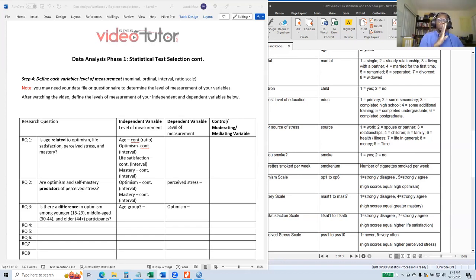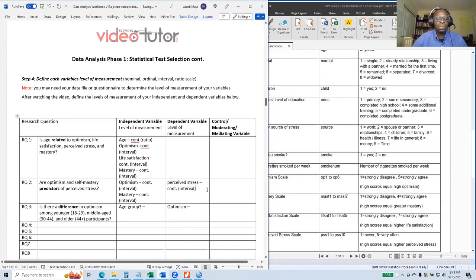That's why scales can never be ratio. They always have to be interval. All right? And then perceived stress is another scale. So we put continuous and then interval. Optimism scale. It's continuous and then interval.